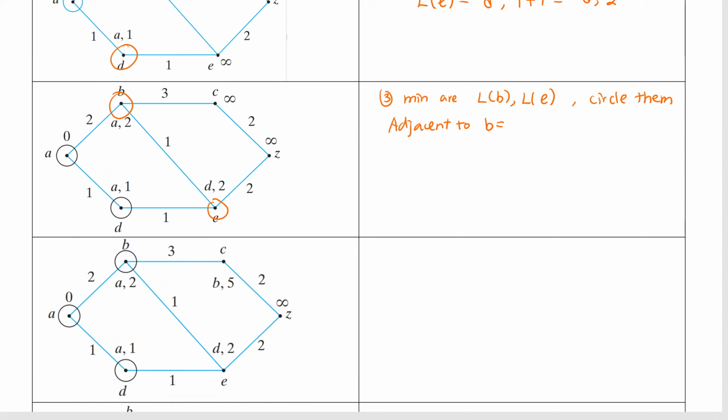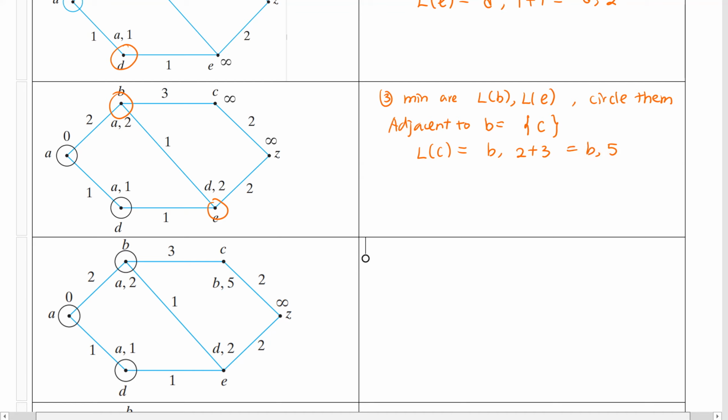Okay. So adjacent to B is the vertex C, right? And because we're looking for the uncircled one, C is the only vertex that is adjacent to B and is not circled. So LC equals it is from B, and then the length is 2 plus the edge between them, 3, so we have B comma 5.